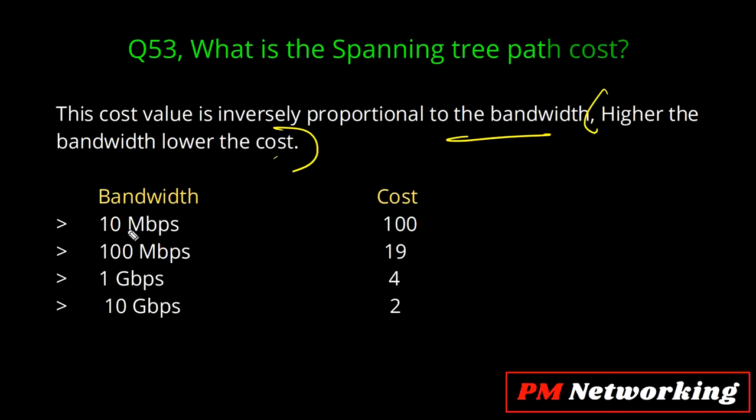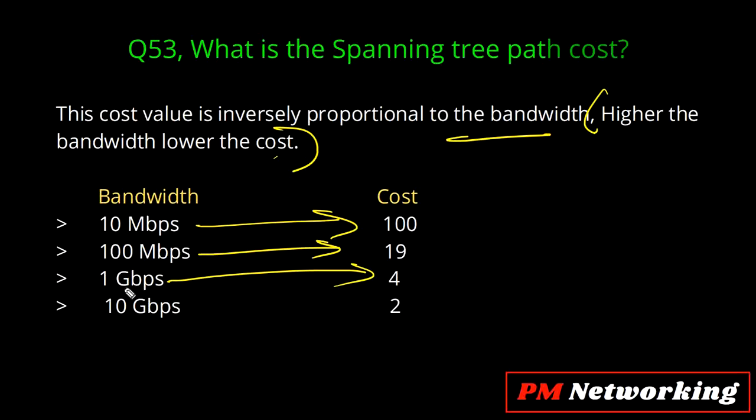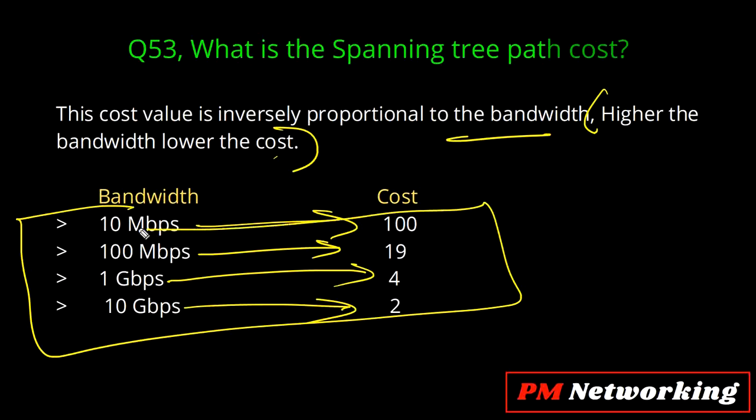The cost of a 10 Mbps link is 100. The cost of a 100 Mbps link is 19. The cost of 1 gigabit is 4. 10 gigabit is 2. So these are predefined values for bandwidth and cost, and you have to keep them in mind.